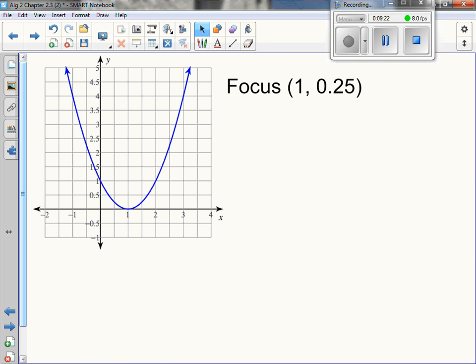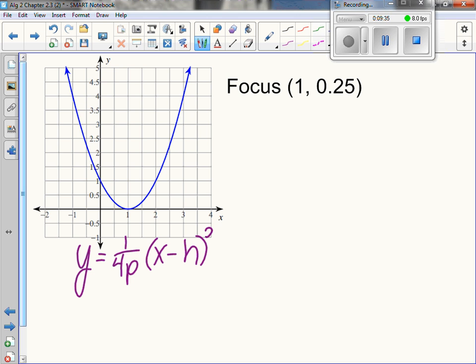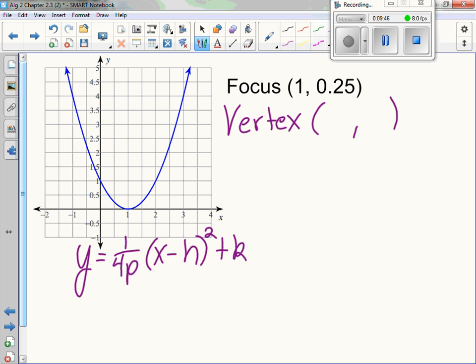So this one here is y because it's going up. So our general equation, I'll write it down here, is y is equal to 1 over 4p times x minus h squared plus k. Now this one here gave us the focus, 1, 0.25. Says the focus would be somewhere about here. So you don't have to draw that on there, but that's where the focus would be.